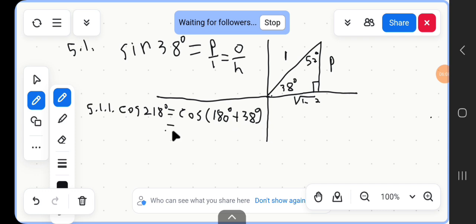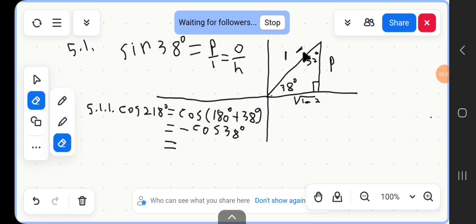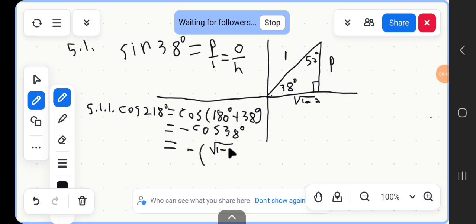We know that 180 plus is in the third quadrant, and cos in the third quadrant is negative. So we must get negative cos 38 degrees. Since cos 38 is adjacent over hypotenuse, the answer is negative, open brackets, the square root of 1 minus p squared.